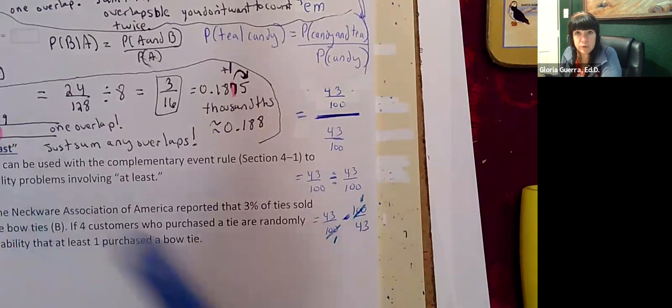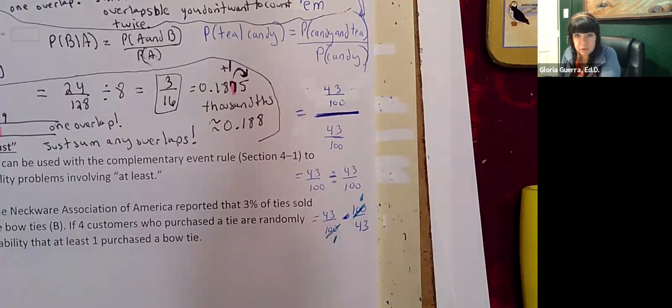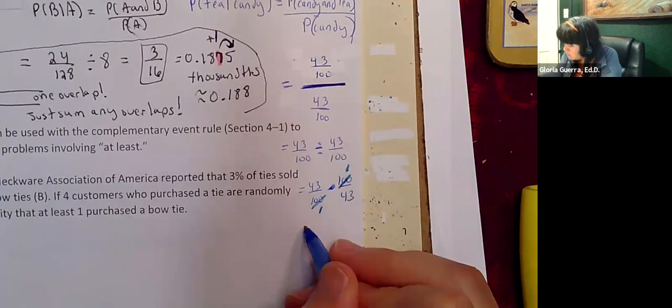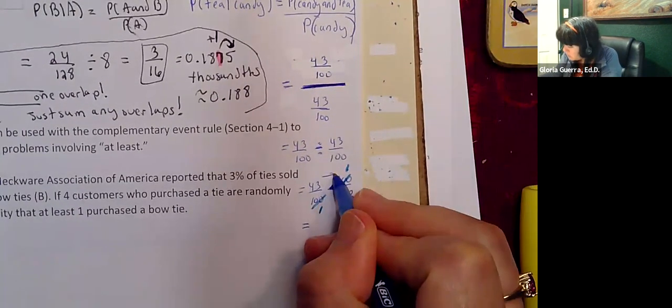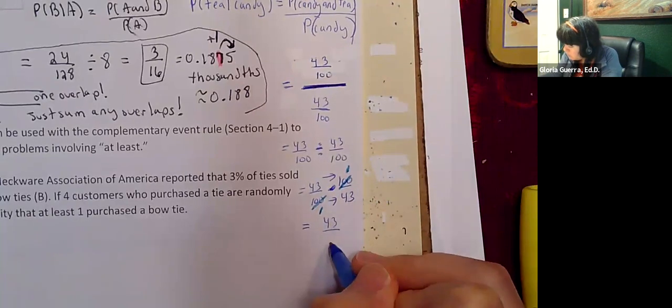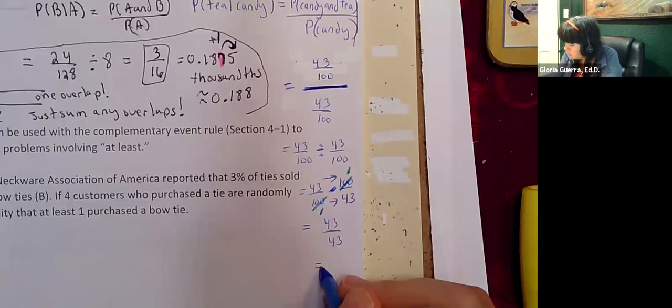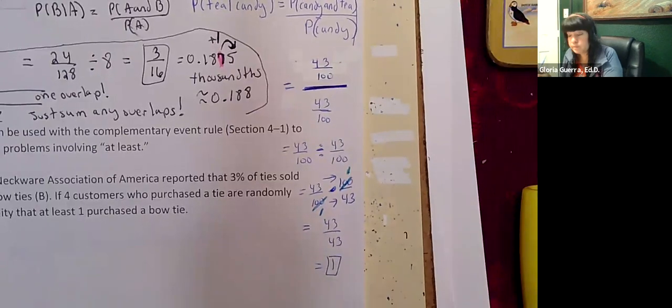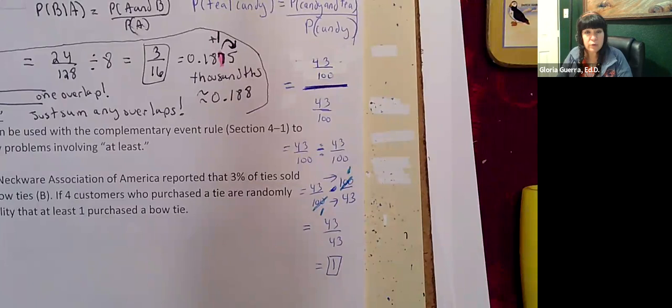That's how you know you're on the right track. That's supposed to happen. And then you just multiply straight across. 43 times 1, 1 times 43. And 43 over 43 is 1. Okay? And that's a logical answer.